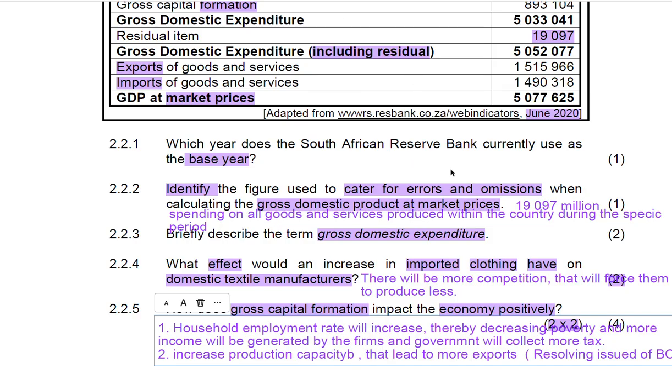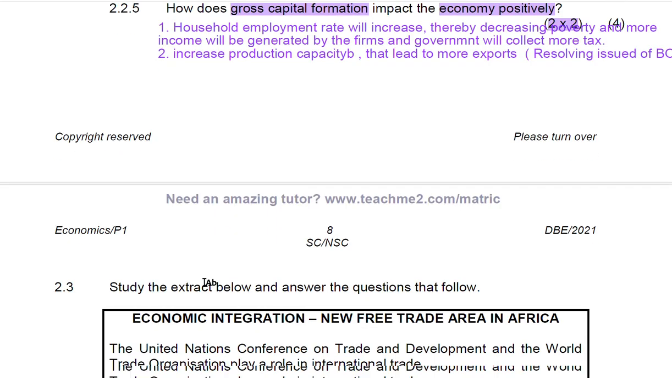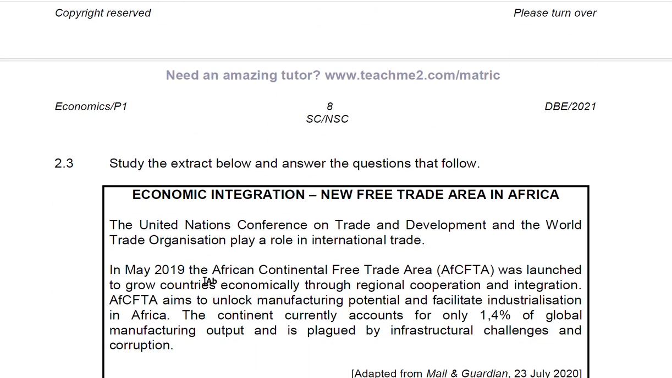So that's what I will say if we are looking at a question of similar nature, say how does gross capital formation impact the economy positively? We're looking at positive impacts. Therefore, what we're saying here should be something positive. Do not bring back negative things, but you're talking about things that are positive as a result of capital formation. So that took us to the end of 2.2. We're now moving to 2.3.